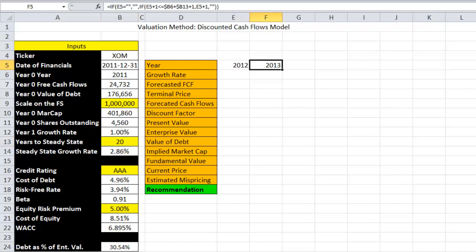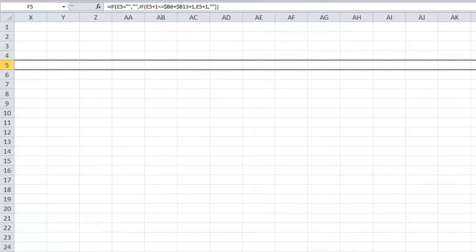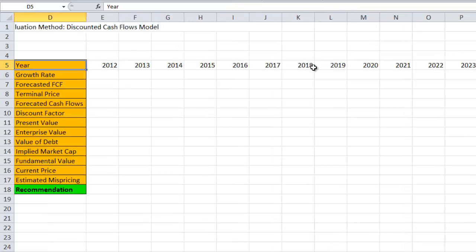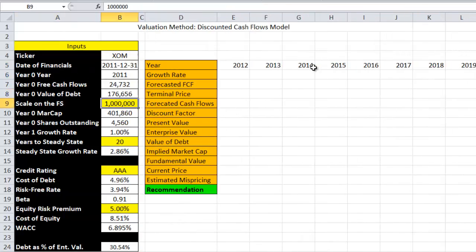So we take this formula in F5 and we drag it out as far as we need to make sure that we can handle 20 years. And you can see right there, 2032. Now it's easy to check this, so just pull it back to 7 and you'll see that's year 1, 2, 3, 4, 5, 6, 7, and then there's the 1 extra that we need. Great. Now that we have that, we're ready to move forward.